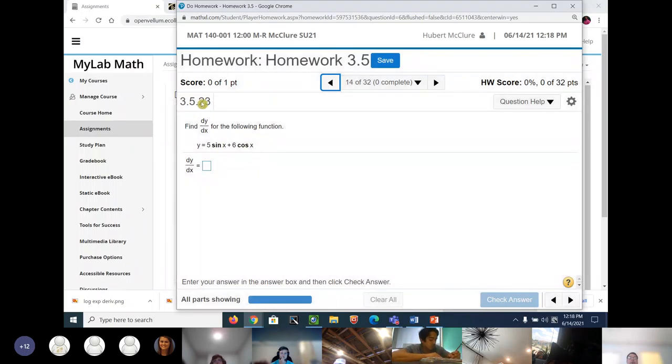So start with 23. This is the actual homework. 3.5, 23 is when you're actually getting into the derivatives of the trig functions. Here, this is not bad because you got a 1 right here. So I'm going to do this one with you. This is a test question. So write it down. Y is equal to 5 sine of x plus 6 cosine of x. And I'm going to put a 1 right here and put parentheses around it. And I'm going to do it step by step.